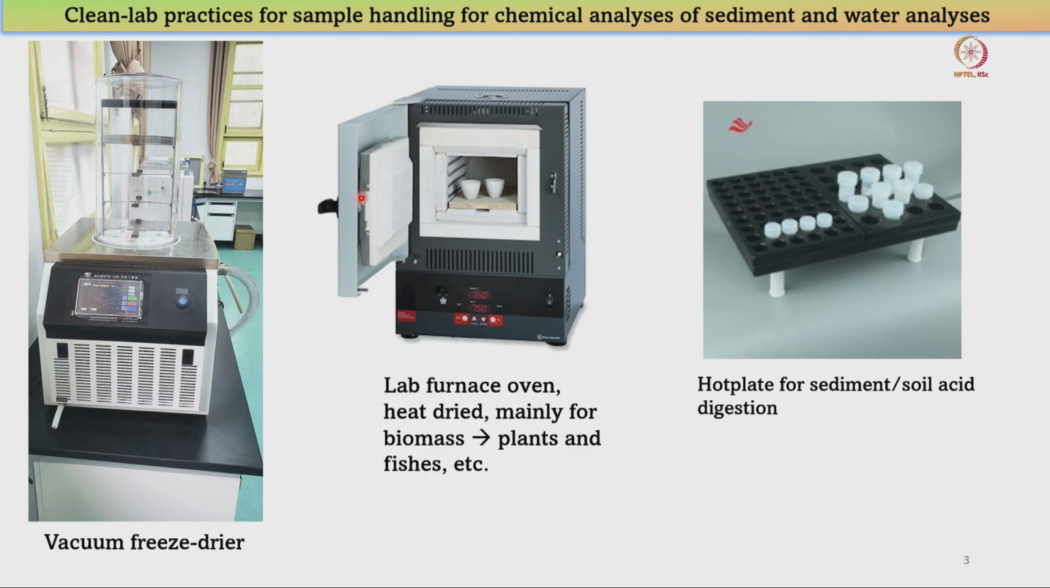Sometimes we can have other biomass, fishes and plants and all that. For that to dry, it is preferable you dry it in a hot air oven. But certain elements can get lost during the process of drying in an oven. At that time we have to use this vacuum freeze dryer.